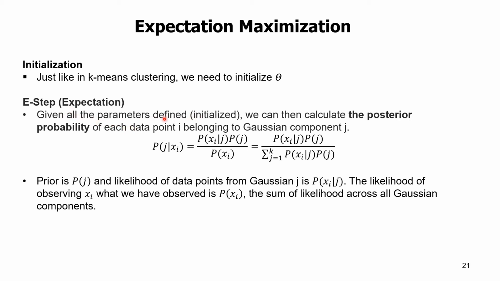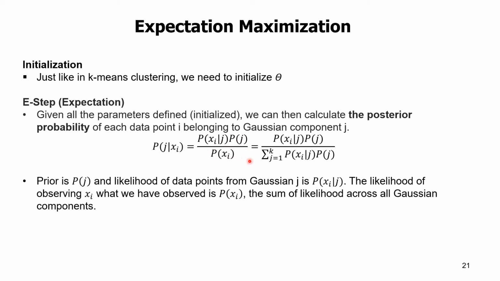E means expectation. So now we have parameter values. In the beginning, they are randomly initialized. Using these parameters, we can compute this probability. This is the probability that data xi belongs to Gaussian j. From Bayes' rule, this is this, and this is the probability that data xi is generated regardless of which Gaussian. And this is the probability that xi is generated from Gaussian j.